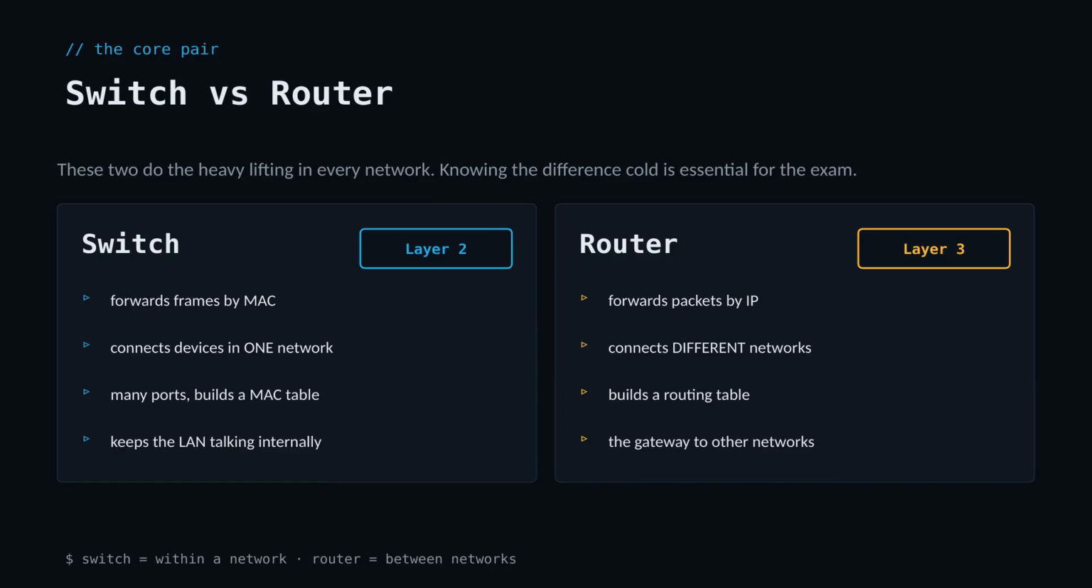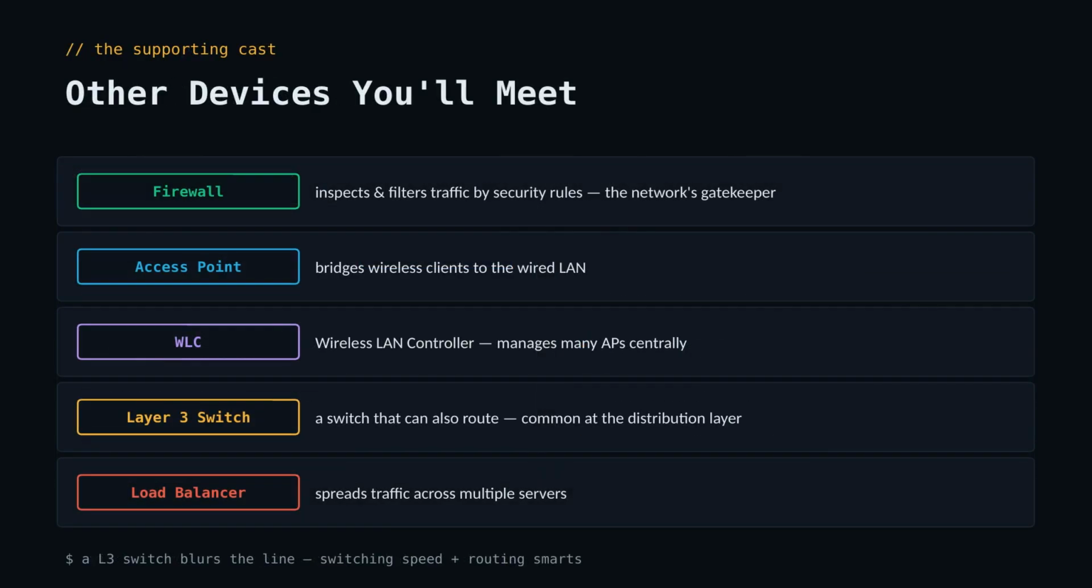Let's zoom in on the 2 devices you'll meet on every exam question and every real network: the switch and the router. The switch lives at layer 2, forwarding frames by MAC address and keeping conversations flowing inside a single network. The router steps up to layer 3, forwarding packets by IP and acting as the gateway between different networks, the shorthand to burn into memory. Switch works within a network. Router works between networks.